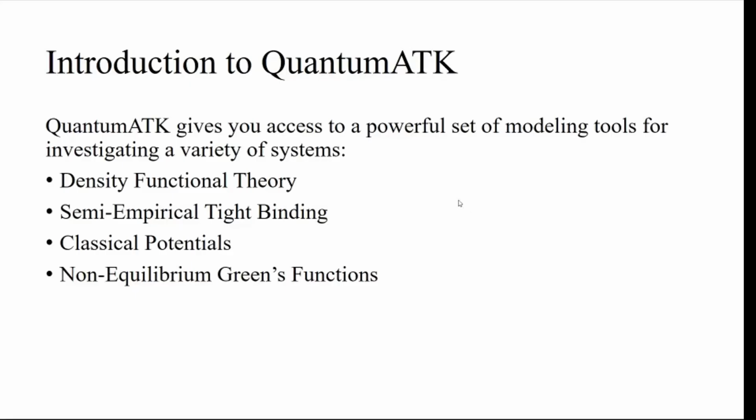Okay, like in Quantumwise, we have these four kinds of methods. Density functional theory, that we already studied in signal processing and mathematics. Then the semi-empirical tight binding method, that is used when you have two atoms and you want to find the energy of the atom. Classical potential methods and non-equilibrium Green's function. These are all methods that are used in several mathematical operations.